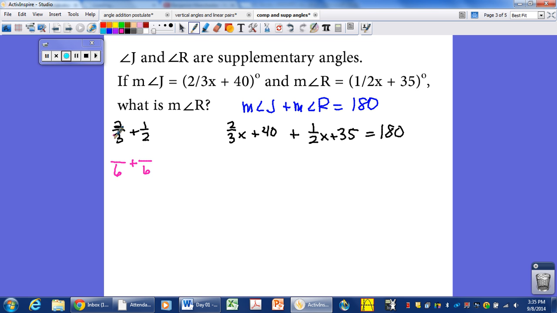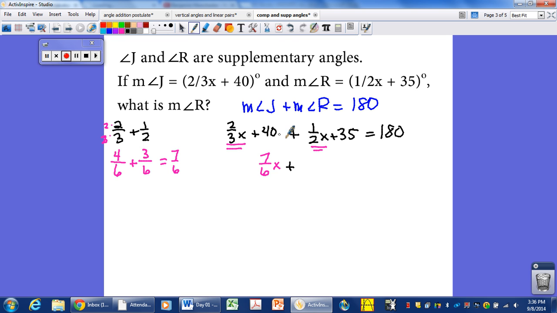Now we have to do the appropriate conversion. 2 times 3 gives me 6, so the top is going to be 4. 4/6 reduces to 2/3, that's the same fraction. 1/2 is the same as 3/6. Now I can add 4/6 and 3/6 and get 7/6. So that's what I get when I combine 2/3 and 1/2: 7/6 x.